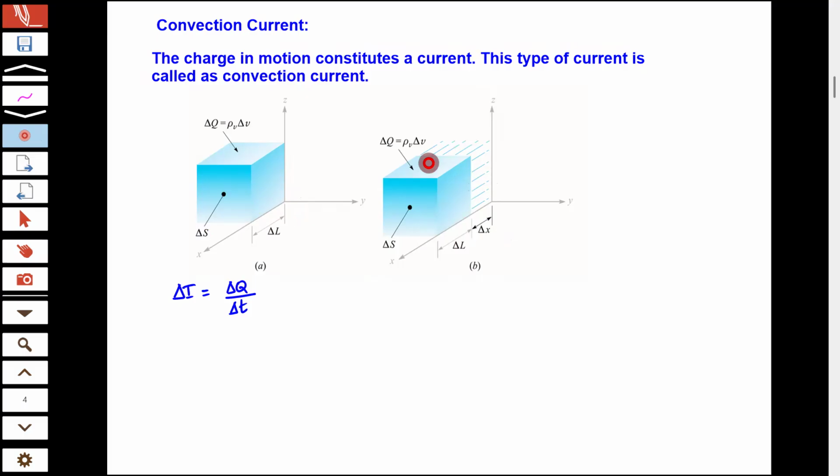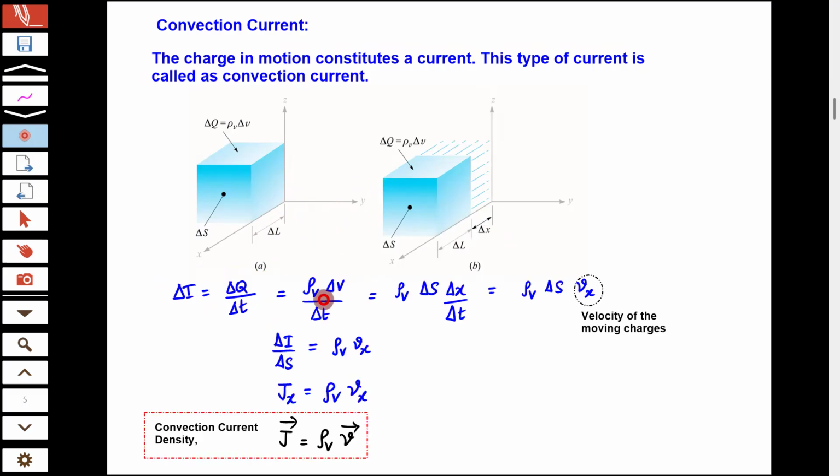So let us try to define the current as per the previous definition. Del I is del Q by del T, that is the rate of movement of charges. Now we can write del Q in terms of this volume charge density and del V. So rho V into del V by del T we can give.